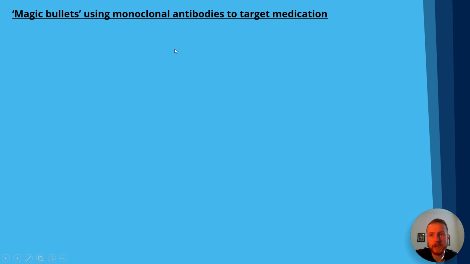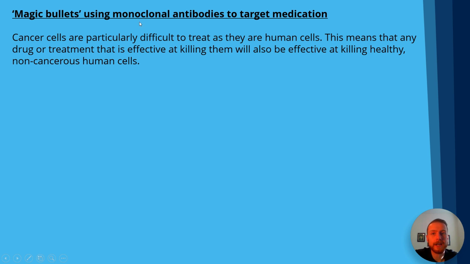This is used in cancer research. So cancer cells are particularly difficult to treat because they're human cells. So they're going to have very similar proteins to a lot of the cells in the human body. And the things that will kill them will kill other cells in the body. So basically what we need to do is target drugs so they only affect the cancer cells.